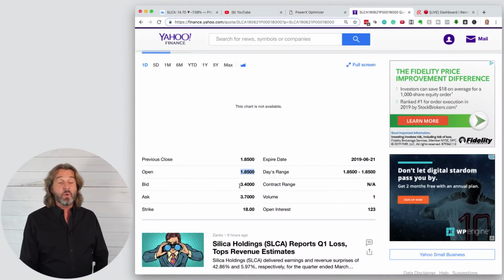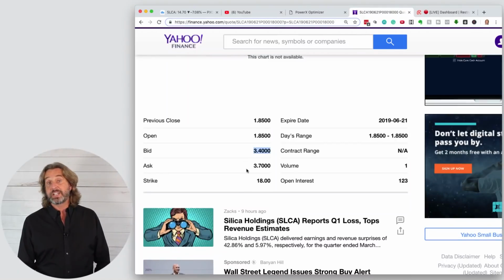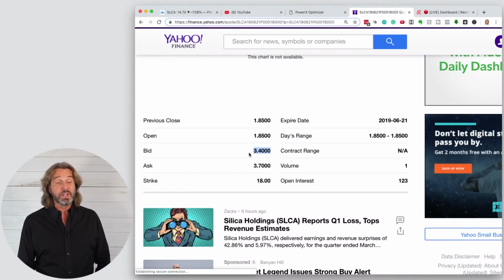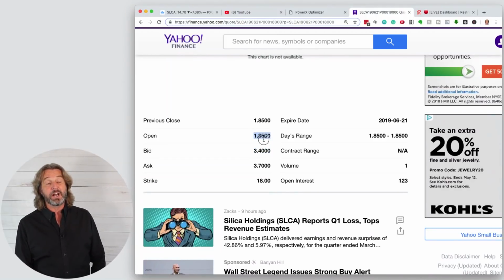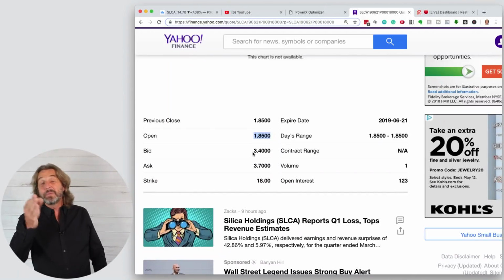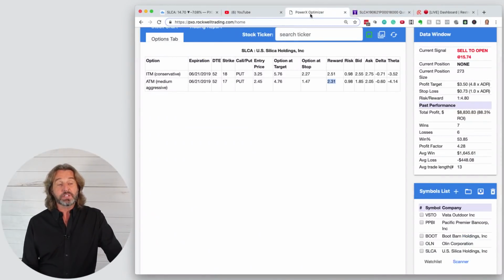Where are we right now at the end of the day? And you see it right here. The bid ask is anywhere between $3.40 and $3.70. So as you can see, right now, if you would try to sell the option, you would get at least $3.40 for it. Now, let me ask you this. Would you be happy if you invested $1.85 this morning and right now it is worth $3.40? Of course, right? The most important thing is you need to know which stocks are making an explosive move. And this is why I use PowerX Optimizer.